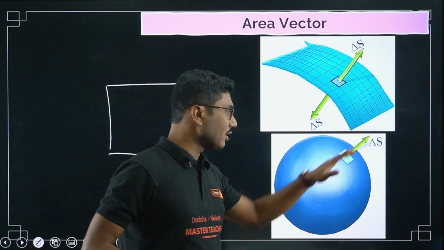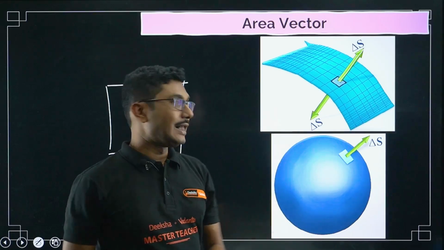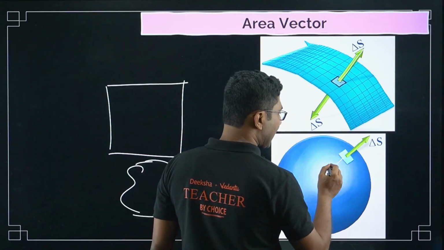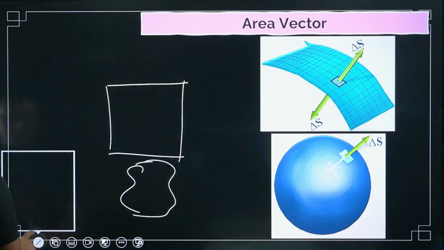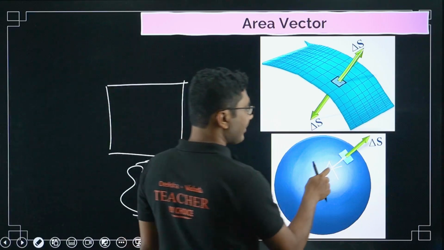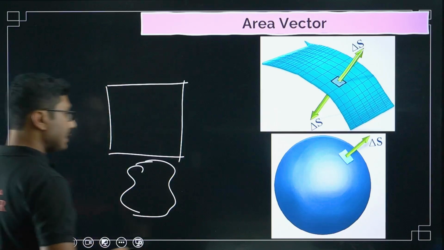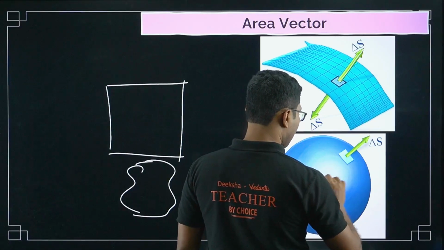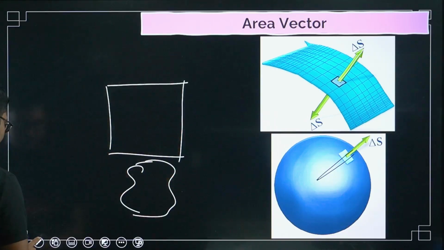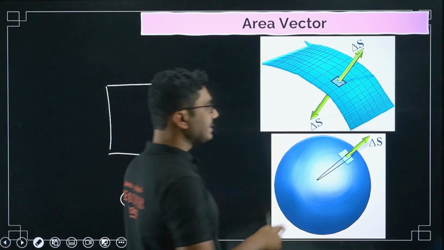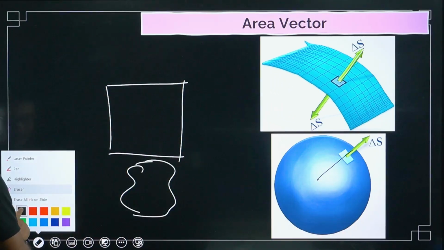For example, if you take a closed spherical surface, the area vector which was inside is not considered. We always say that the area vector is pointing outward. Not only outward, we say it is radially outward. So based on the given surface and in some cases the given condition, we generally determine the area vector. There is no fixed such rule.